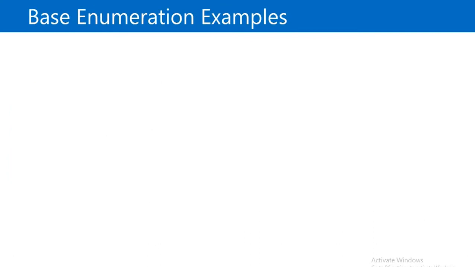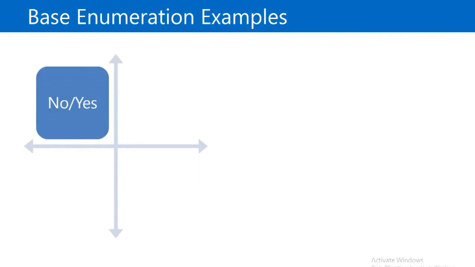So let's take a look at a few types of base enumeration examples. The first is a no-yes enumeration. This has two associated literal values, where the no value is represented by 0 and the yes value is represented by the value of 1. Typically, this type of enumeration appears as a slider in the user interface. These are also referred to as the Boolean primitive data type.